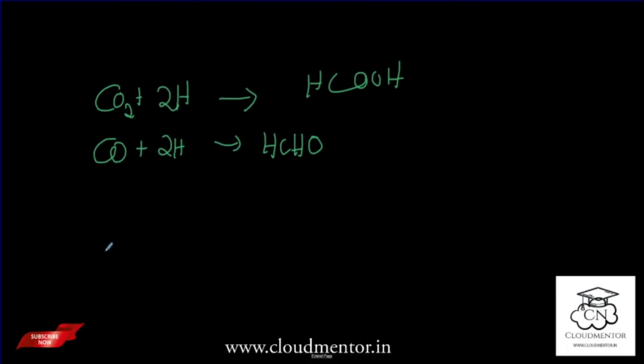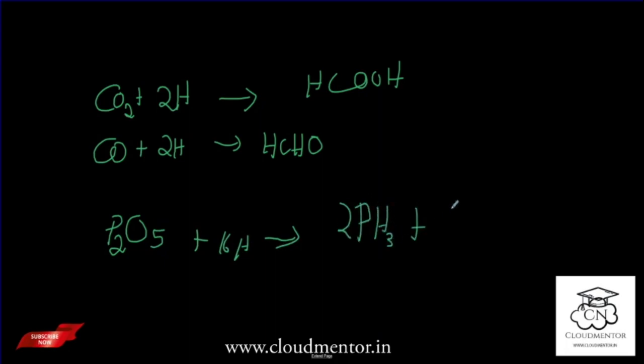And it also reduces P2O5. Hydrogen reduces P2O5 to 2PH3: P2O5 plus 5H2 gives 2PH3 plus 5H2O. So this is the reduced product.